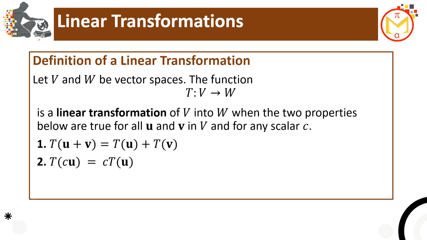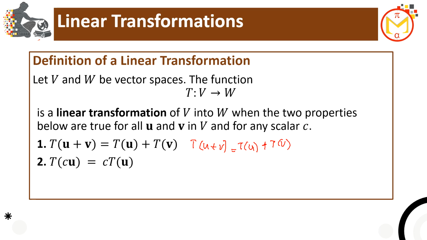And of course, another property is the transformation of the scalar product of c and u. That should be equal to the scalar times the transformation of u. So meaning, if you add first the vectors u and v, and then you apply the transformation, it should be the same as when you apply the transformation to u first, and then add it to the transformation of v separately, no?